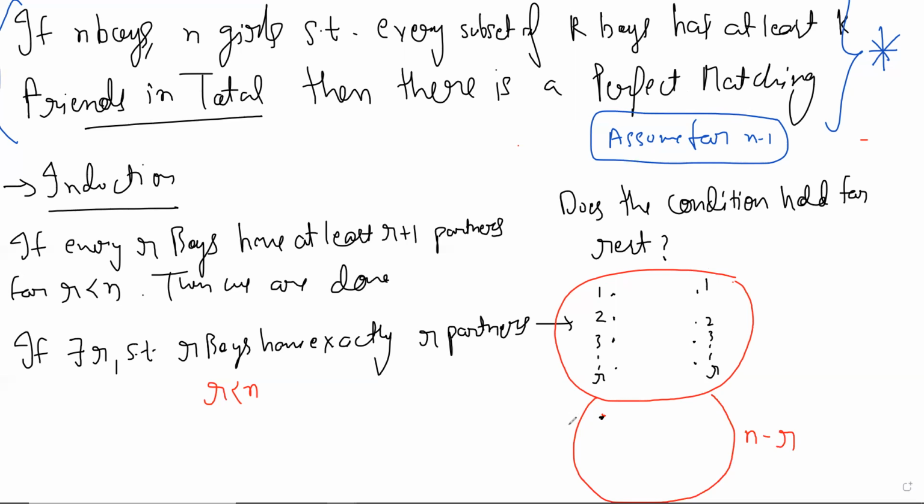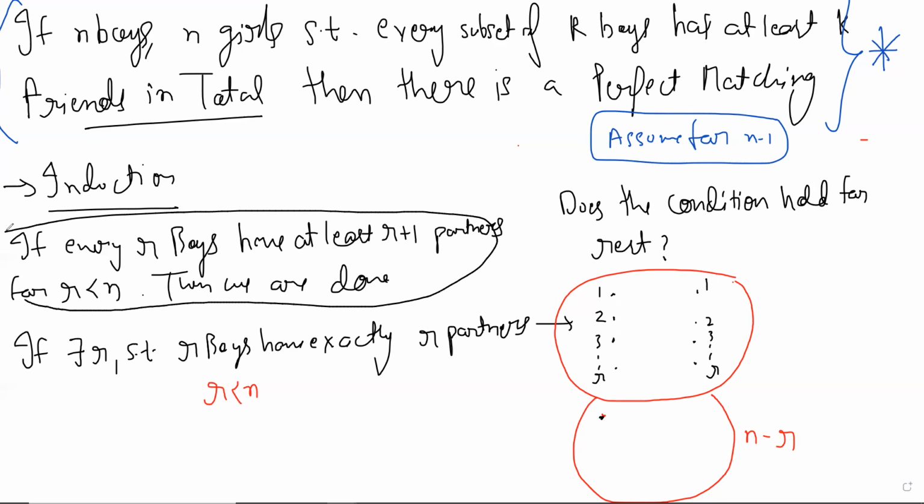Yes, and you can see this is the way we are using induction, the good case and bad case are separate. No. So this case is done. This case we don't have to do anymore. If for every R boys, and R could be anything less than N, we find that there are R plus one partners, then there's nothing to do, right?